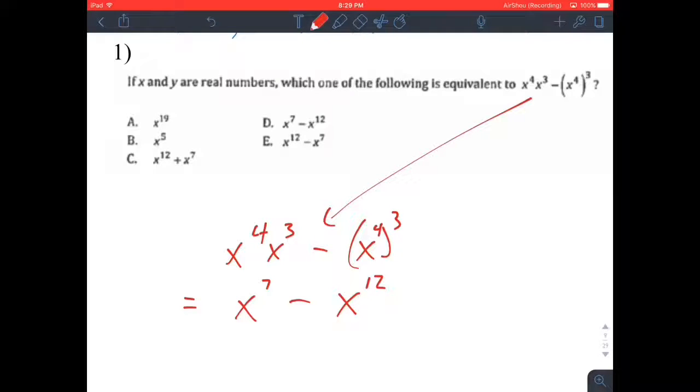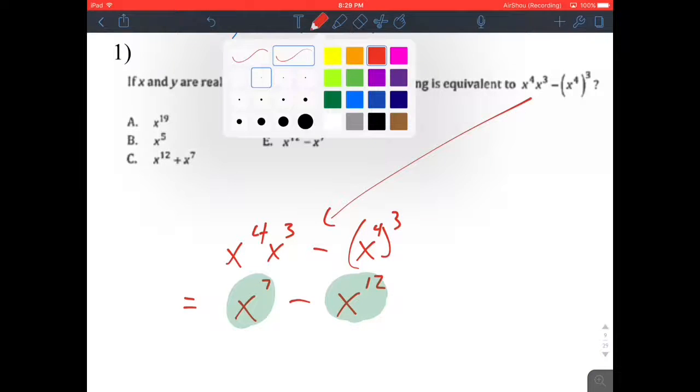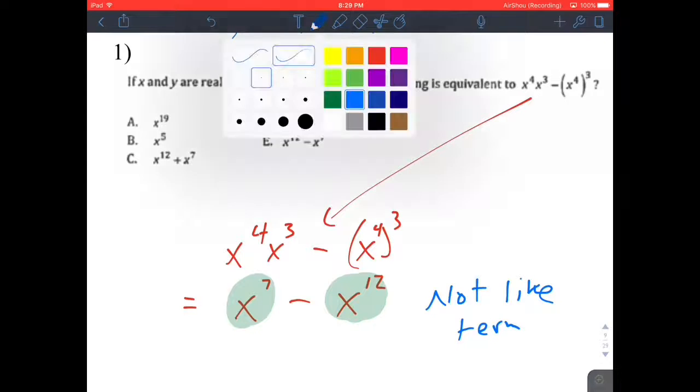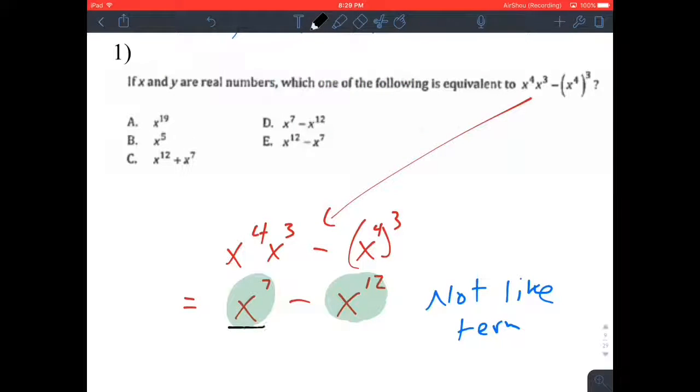Now, can we combine these two terms together? You can only combine them when they are like terms. These are not like terms. To be like terms, you need the same base, which they do have. You need the same exponent. They are different exponents. So this is as simple as this can get. It is x to the 7th minus x to the 12th.